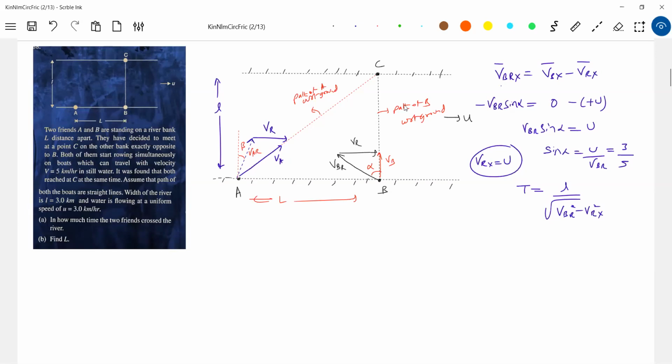So I'll do one thing. So I know VR, I know time. So what component of velocity will determine the time to cross the river? So VB, VA, Y should be equal to L by T.